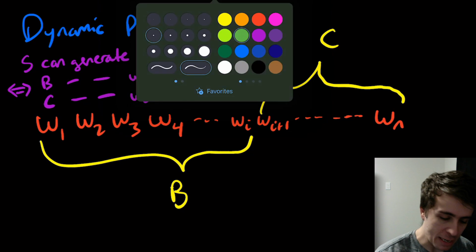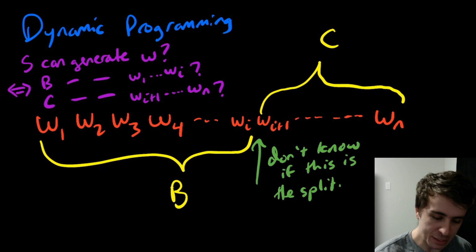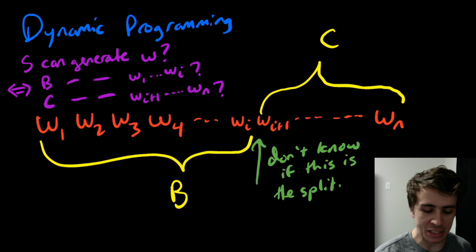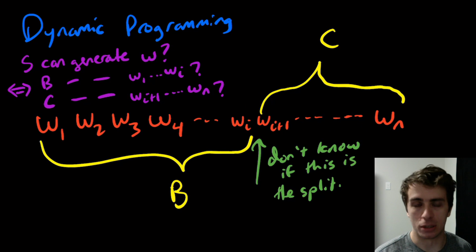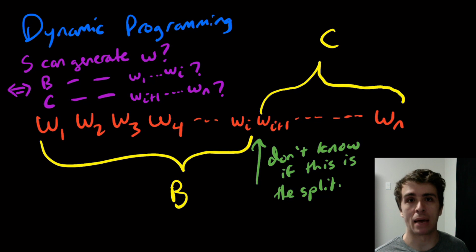But the quandary is we don't know if this is the split, right? Because it could be that the variable B right here only makes one character and C makes all of the other ones. Or it could be that it's right in the middle, or completely in the other direction, that B makes most of it and C only makes a small portion. In fact, if we just implement this recursively, we don't have a fast algorithm because none of the sub-problems are actually related to each other.